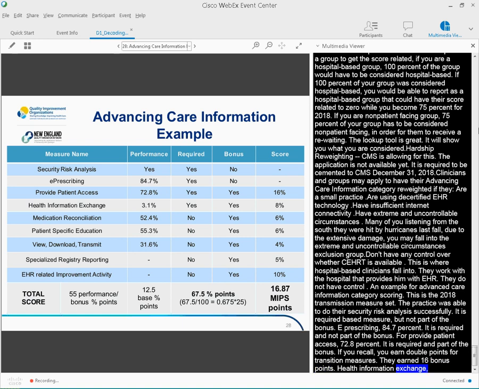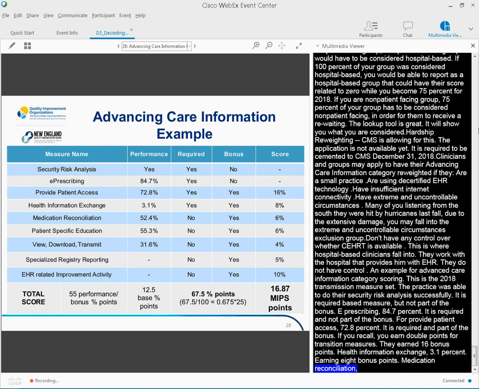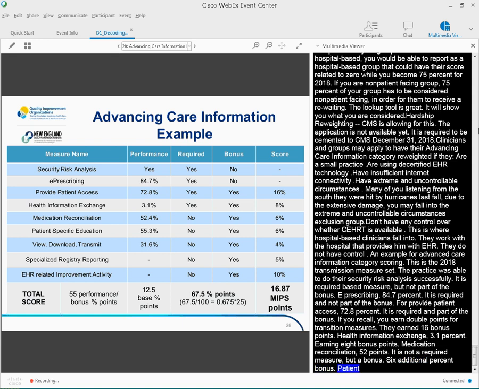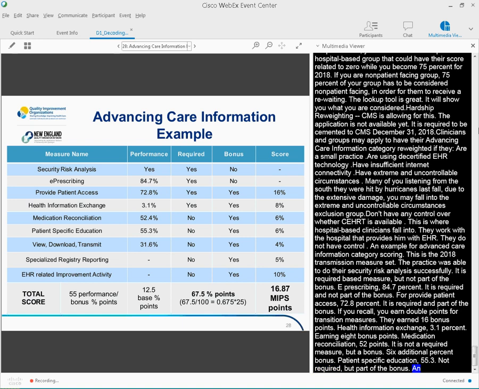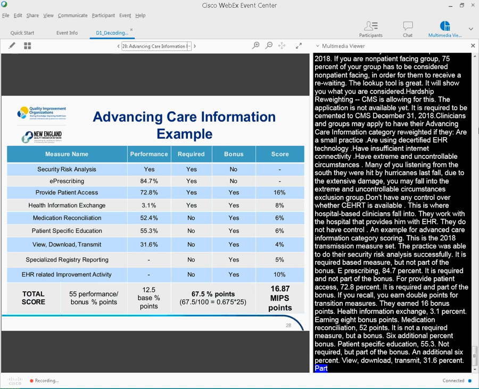Medication reconciliation, 52.4. Again, this is not a required measure, but it is a bonus, and that got them 6 additional percentage points bonus. Patient-specific education, 55.3. Again, not required, but part of the bonus, so they got another 6 percentage points. View, download, transmit, they got 31.6. Again, not required, but part of the bonus, so they got 4 percentage bonus points there. They did report to a specialized registry, so they were not required to do that as part of the requirement, but it was a bonus getting them 5%.